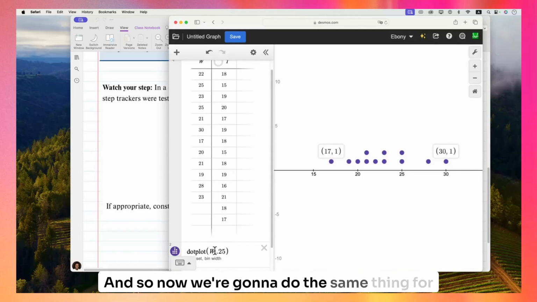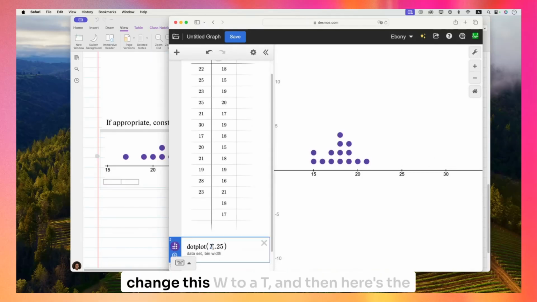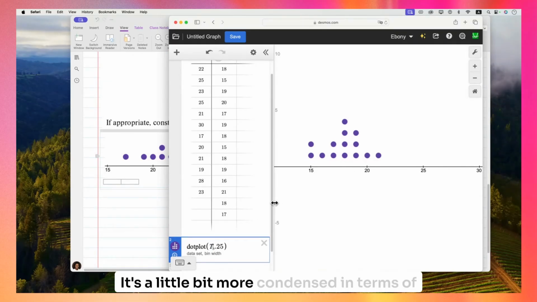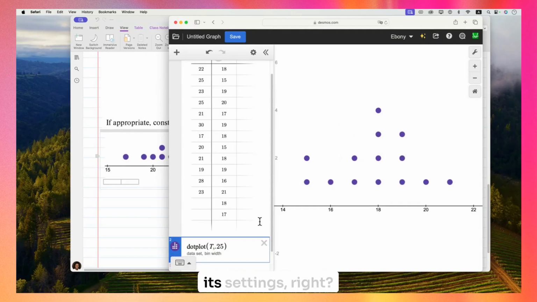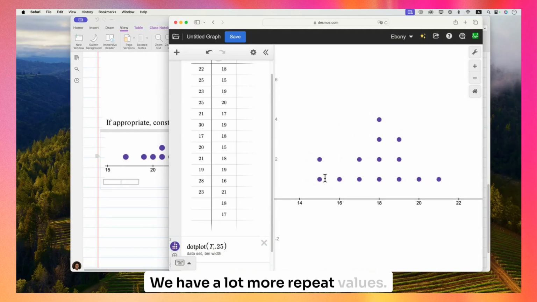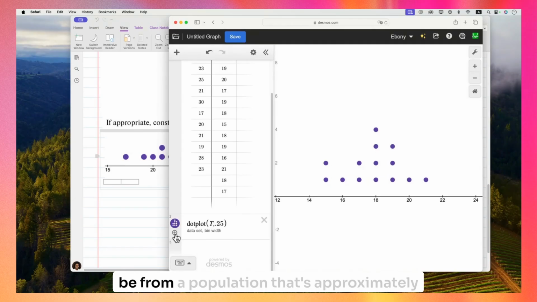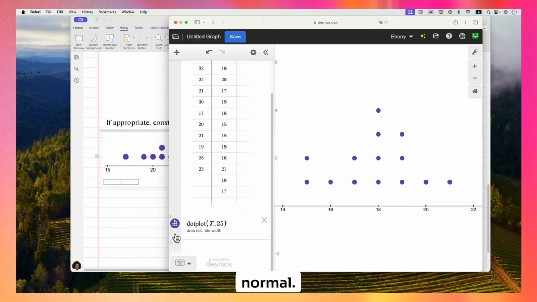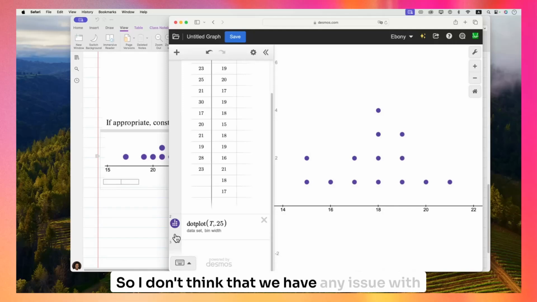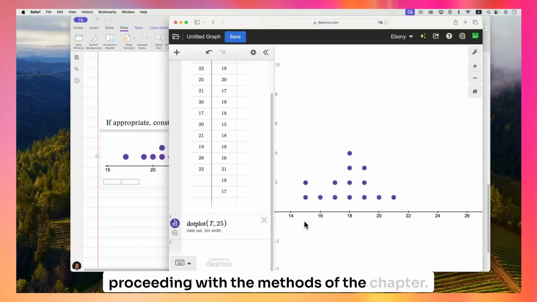Now we're going to do the same thing for the tracker. Change this W to a T, and here's the tracker data. It's a little bit more condensed, right? We have a lot more repeat values. But similarly, we don't have any strong skewness to the left or to the right. Most of our data is centered around the middle. And I would again say that this data looks to be from a population that's approximately normal. So I don't think we have any issue with proceeding with the methods of the chapter.